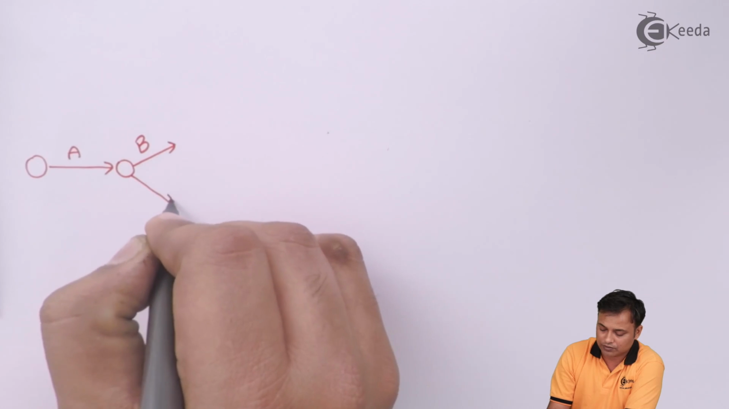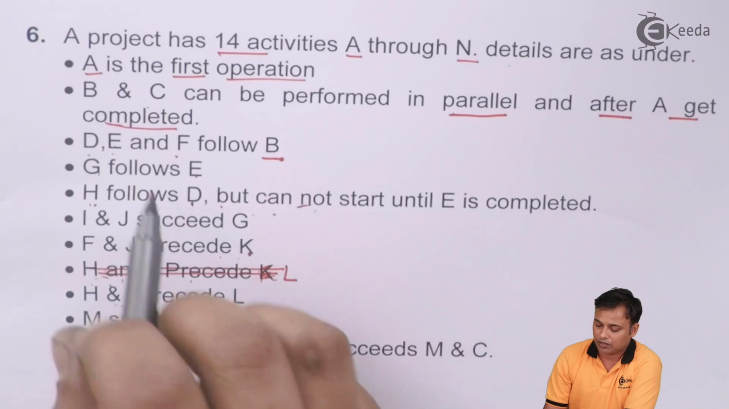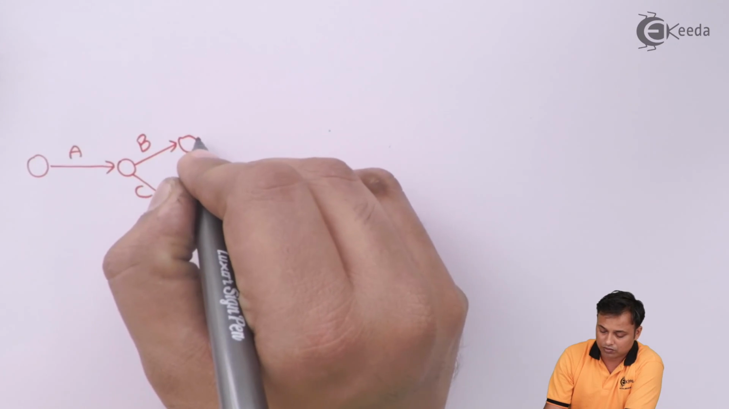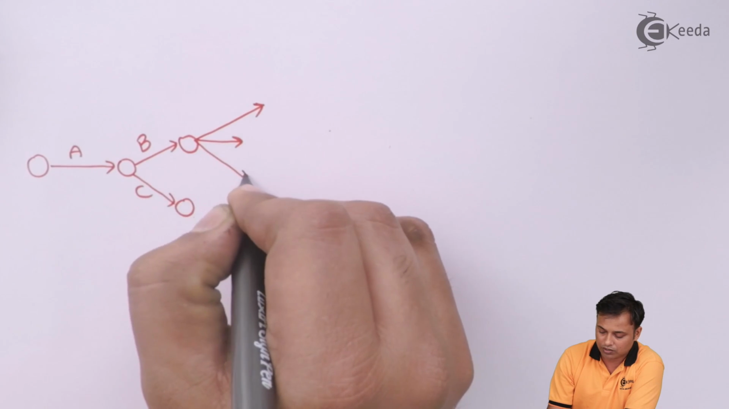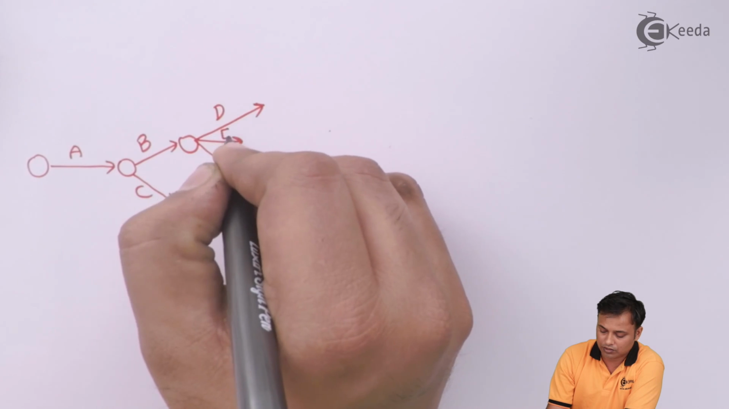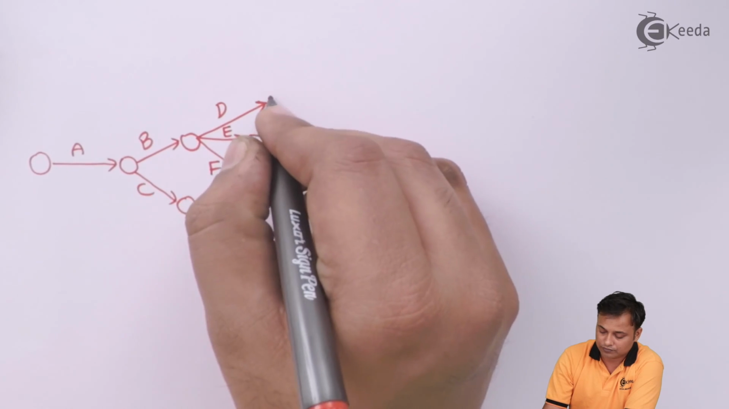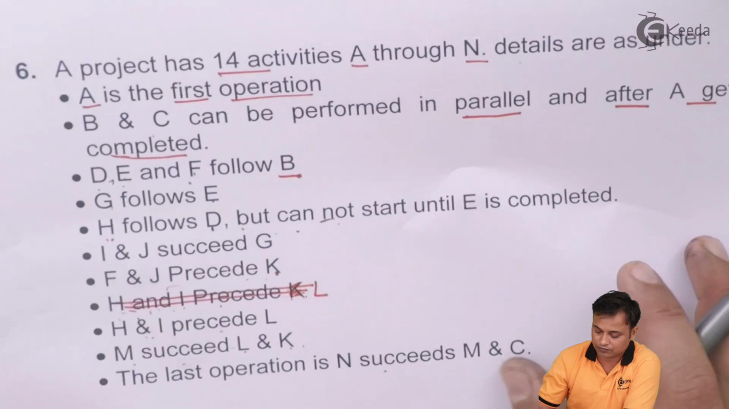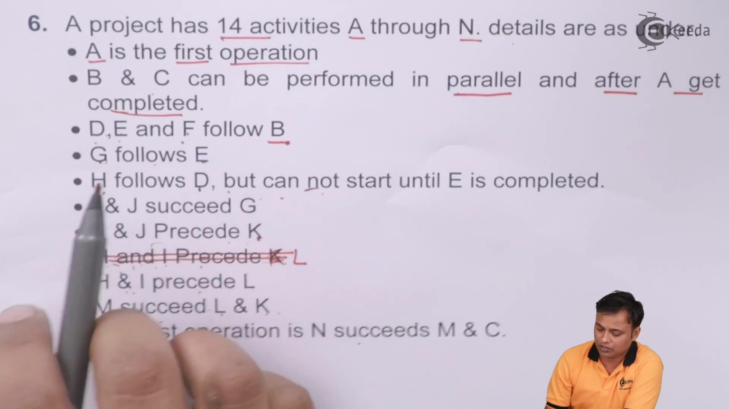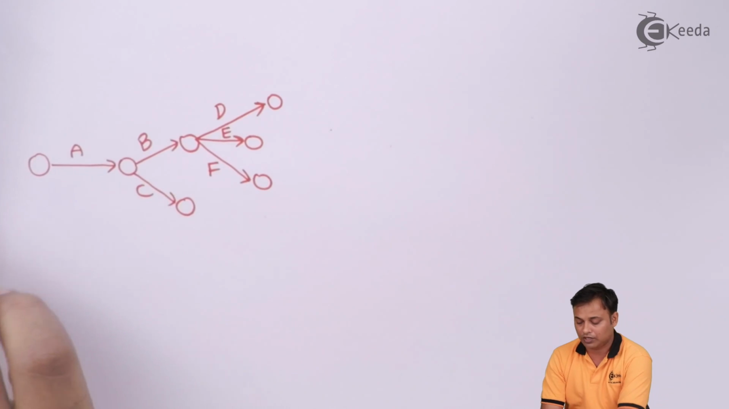B and I'll start with C. D, E and F follows B. So after B I can draw D, E and F. So D, E and F. Then we have G follows E. So I have a G after E.